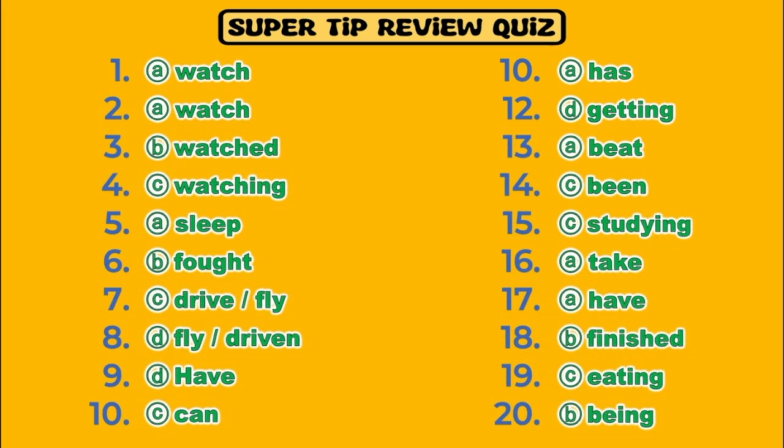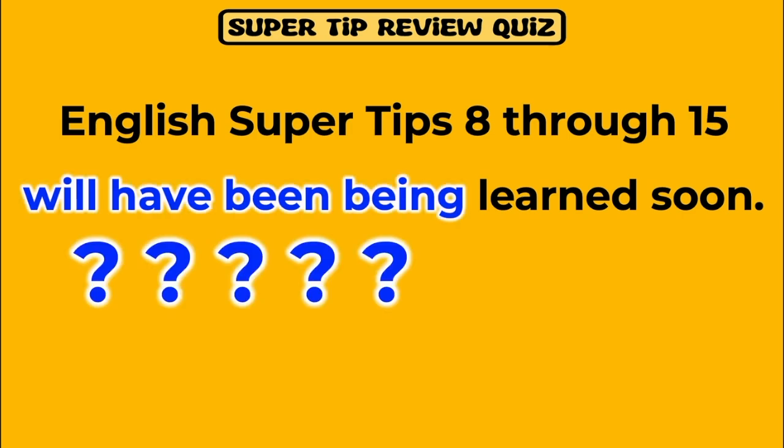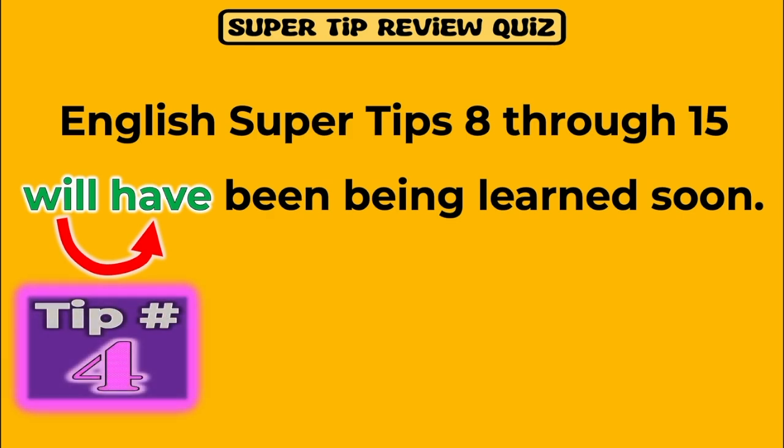And with that, ladies and gentlemen, English Super Tips 8 through 15 will have been being learned soon. Will have been being. I think I know what to do with this part. Will is a modal, right? Modal needs verb 1. That's why I use have, not had, not having. I need will plus verb 1, will have. That's from tip number 4.